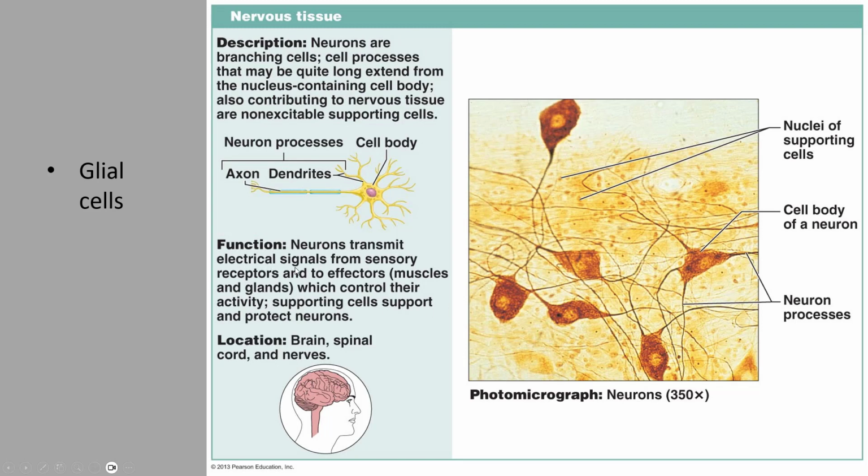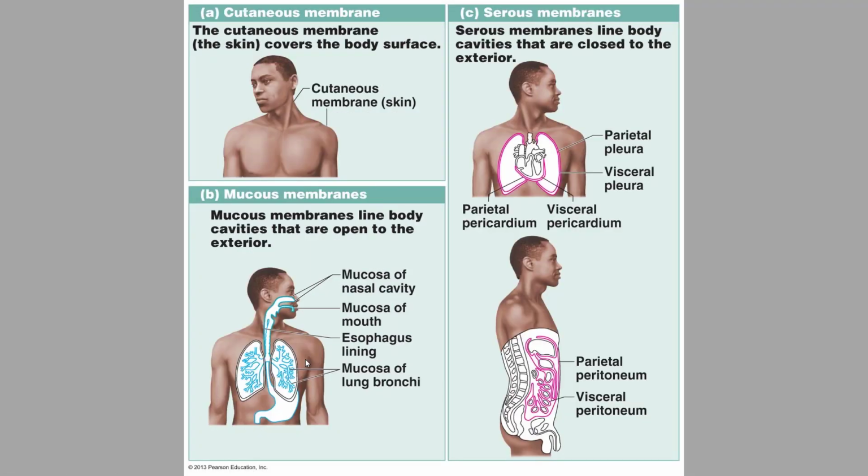So the function is to transmit electrical signals from either sensory receptors to effectors or back from sensory receptors to the brain or spine. We find these in the brain, the spinal cord, spinal nerves, and cranial nerves. So those are all the tissue types.